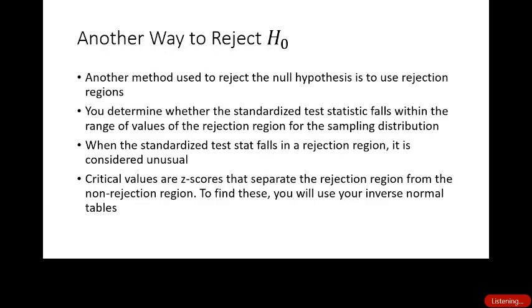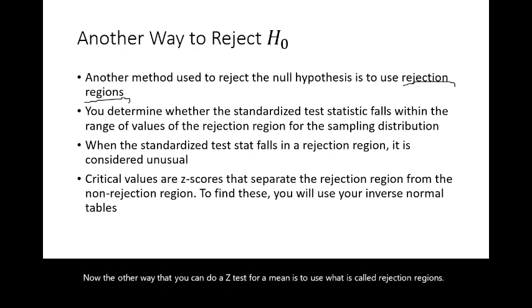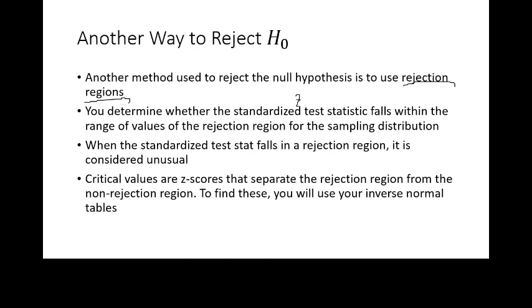Now, the other way that you can do a z-test for a mean is to use what is called rejection regions. Rejection regions are a very similar idea to p-values, but they are an alternative to using p-values. So what you're going to do is determine whether your standardized test statistic, z, falls in a range of values that would be a rejection region for the sampling distribution.